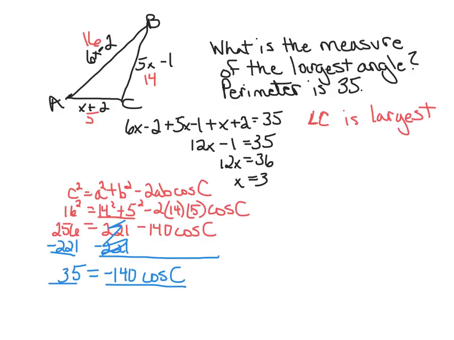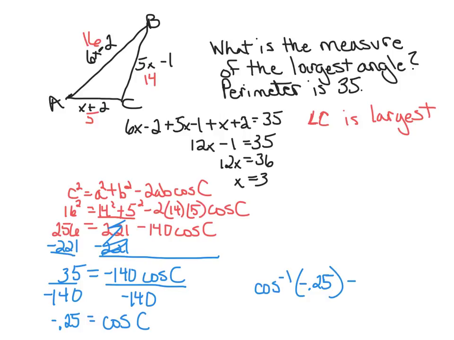Divide both sides by negative 140. And I get negative 0.25 equals cosine C. I take the inverse of both sides, so cosine inverse of negative 0.25 equals C, which is 104.5 degrees. Okay, and so that's how you do that.